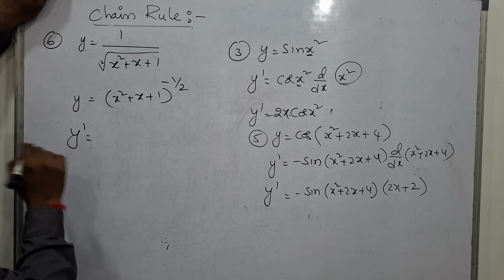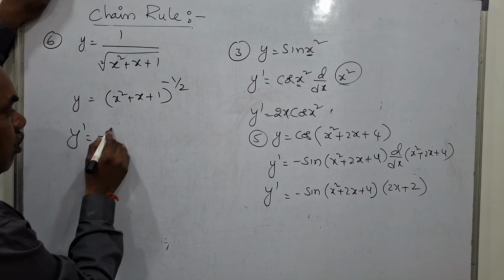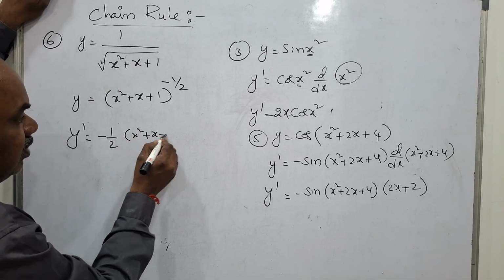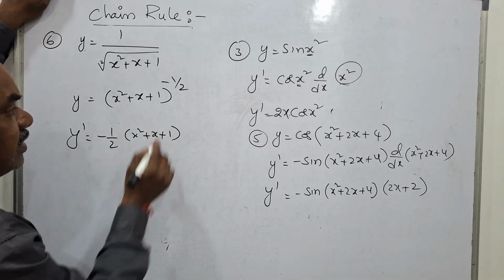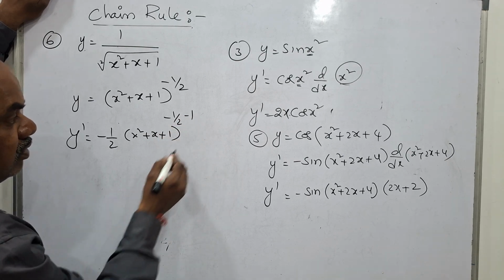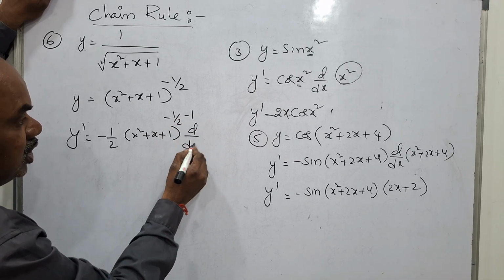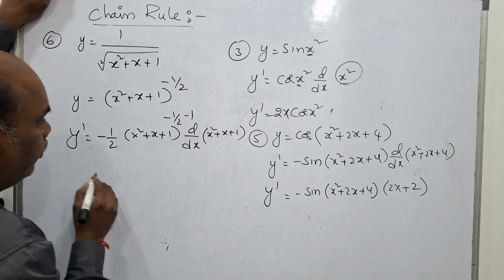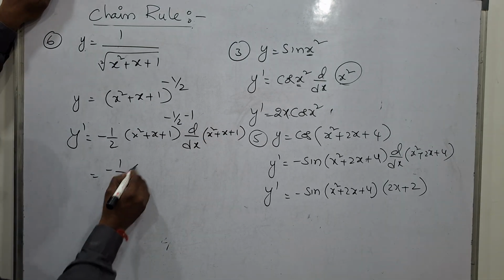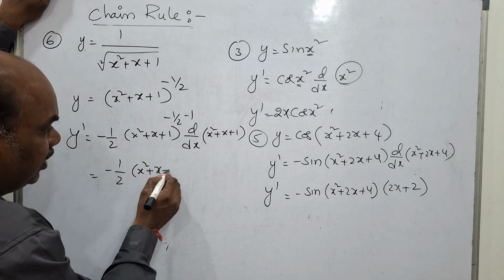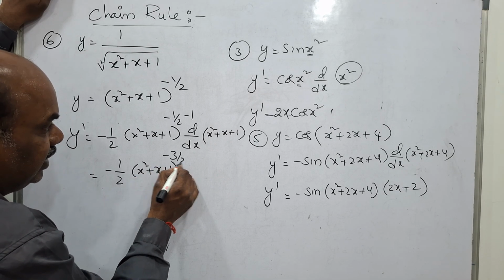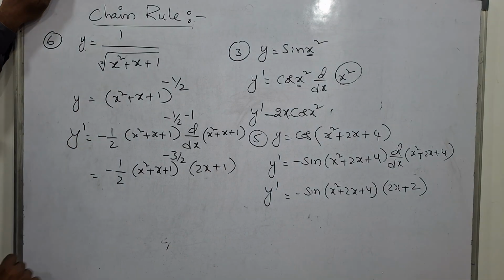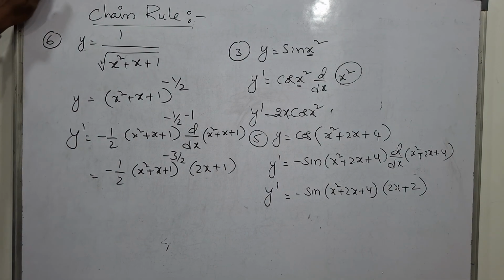y dash equals, this is in the form of x power n. Minus 1 by 2 into x square plus x plus 1; let us consider this whole as x. Power minus 1 by 2 minus 1, into again the differentiation of this whole part, x square plus x plus 1. So minus 1 by 2 into x square plus x plus 1 whole power minus 3 by 2 into 2x plus 1. This is the answer for this question.